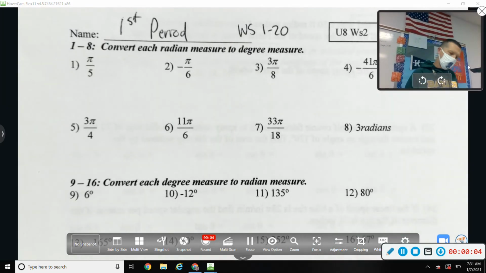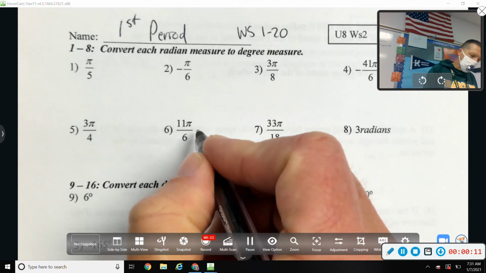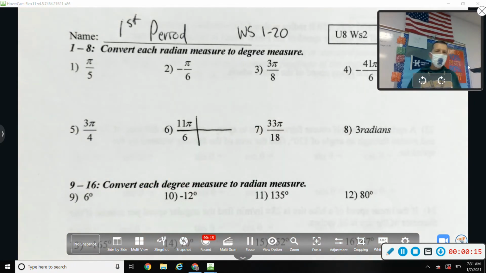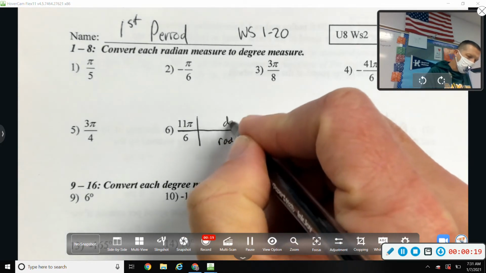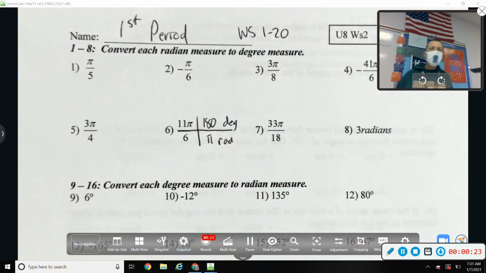All right, let's look at number 6, just for the heck of it. So convert radian to degree. So we're in radians. That means we want radians to go away. We want to be replaced with degrees. So pi radians is 180 degrees.